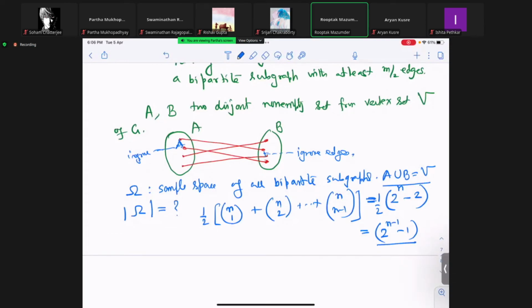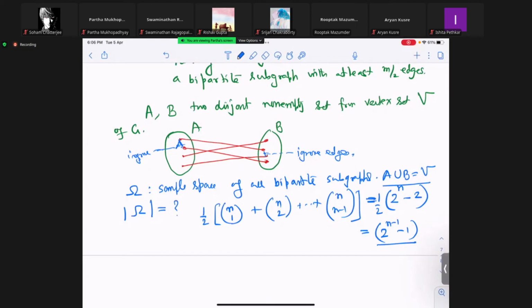So I don't see how the choice of A determines B. I understand your confusion, but I am taking the full split. I mean, the vertex set I split into just two pieces, A and B. Okay, yes, sir.